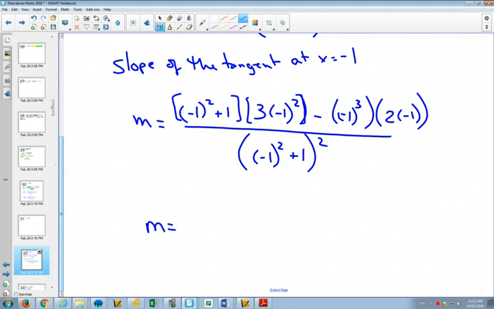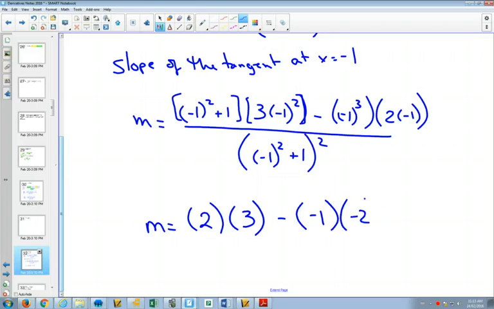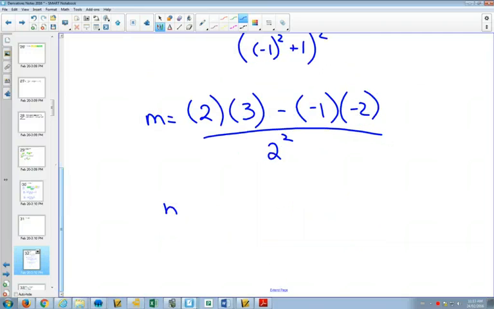We're going to get 1 plus 1, that'll be 2. (-1) squared is a positive 1 times the 3 will be 3. (-1) cubed will be -1. 2 times -1 will be -2. All over 1 plus 1 will be 2 squared. Here we're going to get 6 minus 2, which will be 4 over 4. So all that work to find out the slope is equal to 1.